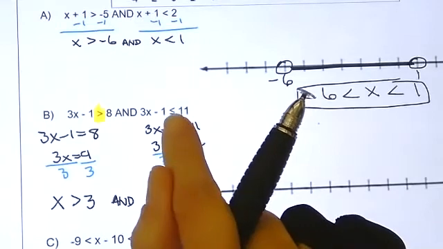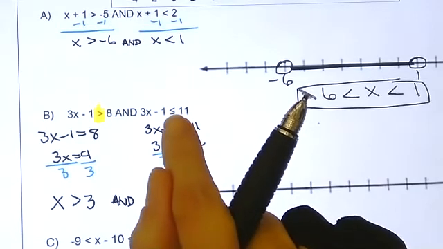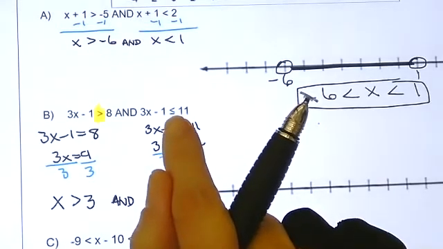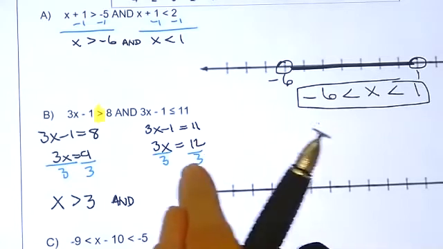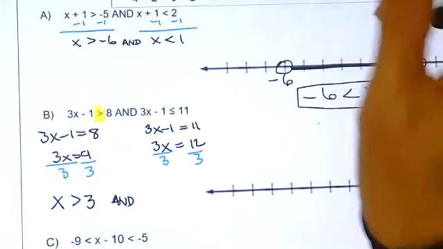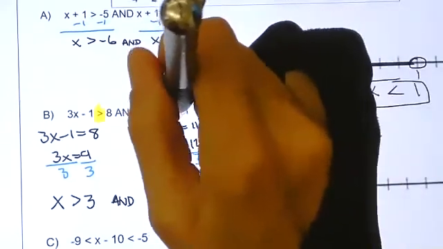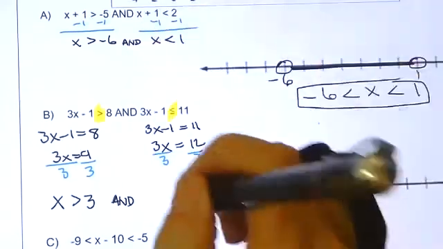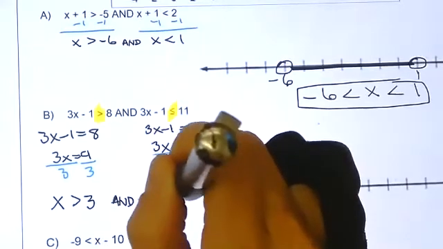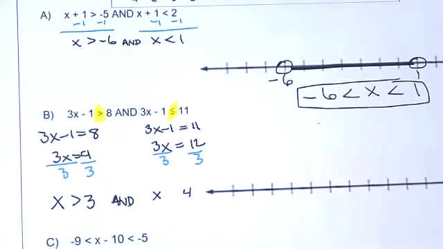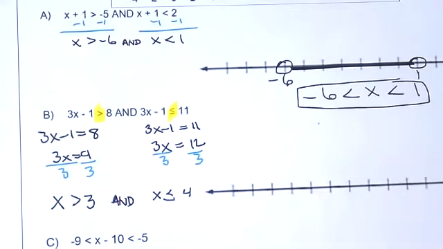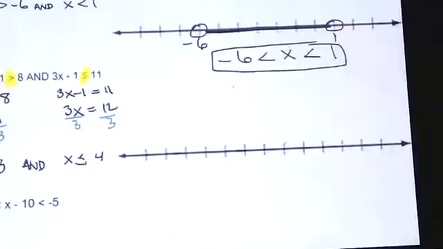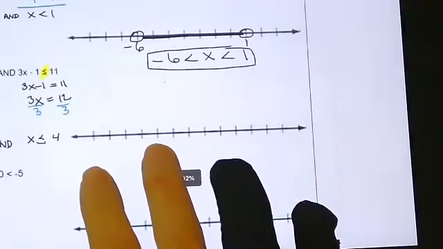Are we going to keep the less than or equal to, or are we going to flip it? So test a point and see. But here, we divided by a positive, so I'm going to keep that sign the same. So I get x is less than or equal to 4, because 12 divided by 3 is 4, and I keep the original sign. So that's what we're going to graph.